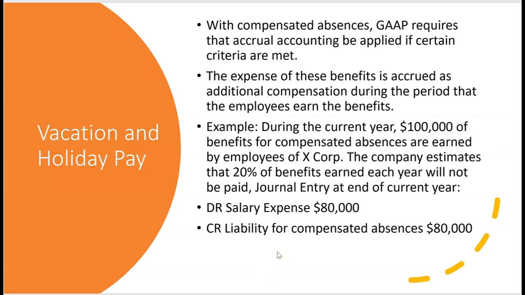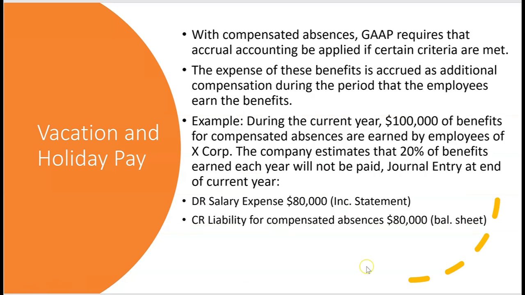So what is this? This is an adjusting entry, and it's an accrual of expense. Income statement now, cash later. Income statement this year, cash next year. And like any other adjusting entry, you have an income statement account and you have a balance sheet account. Notice the income statement account is the salary expense. They're taking an additional expense for salary while they accrue a liability for compensated absences on the balance sheet.